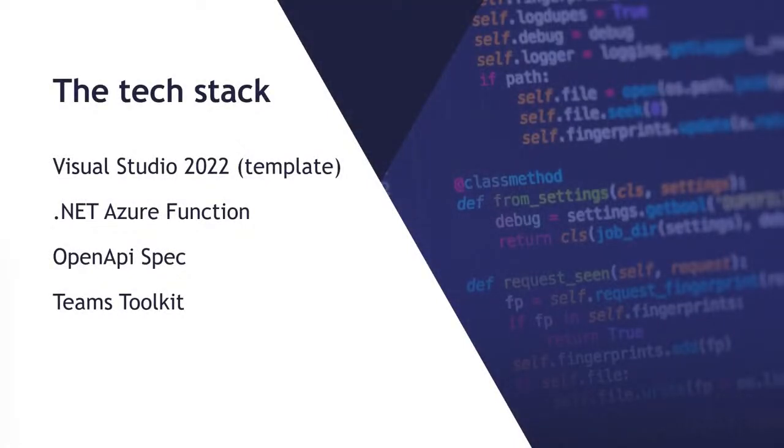Okay, there are multiple ways you can create a Copilot plugin. The code based, the message extension based. But what we are going to use is the Visual Studio 2022 template in the preview version. This is only available in preview. It's a .NET Azure function, and it has an OpenAPI spec so that Copilot knows which functions it can call. It also uses the Teams Toolkit to easily encapsulate the app into a package and can run just by pressing F5 in Teams.